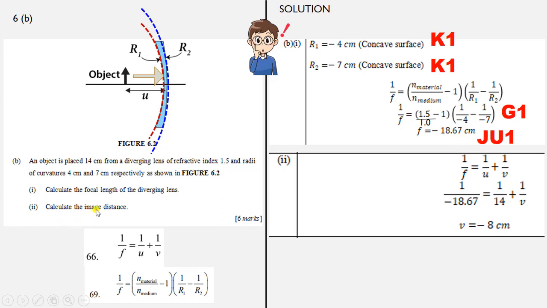In order to calculate the image distance, we are going to use equation 66. So we have 1 over f is 1 over u plus 1 over v. So substitute the value for the focal length that you already calculated from the first part, and then the object distance is 14 and it should be positive because we always have the object put in front of the lens, so it's a real object, so u is positive. Then we get our v, the image distance, is negative 8 cm. So the negative sign tells you that the image formed is virtual. This is the mark allocated for question 2.